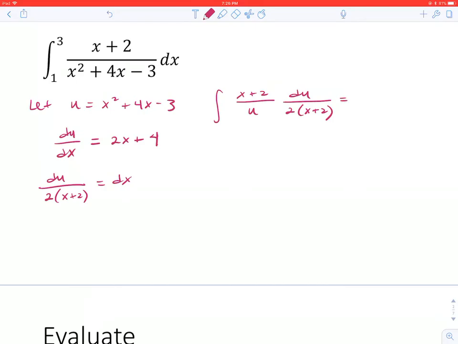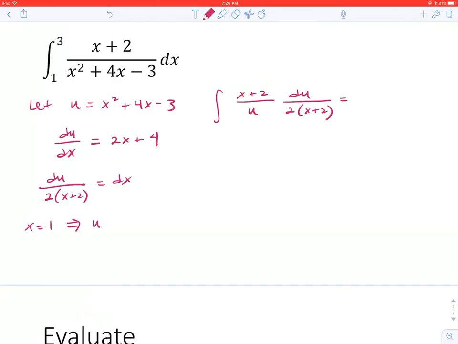Okay, so notice that in the original integral, we're integrating on the interval from 1 to 3, where 1 is the lower limit and 3 is the upper limit. Well, this is when we're integrating with respect to x. Because when we do u substitution, we're trying to rewrite the integral in a simpler form so that we can integrate with respect to u, we're going to need to change our lower and upper limits to be in terms of u.